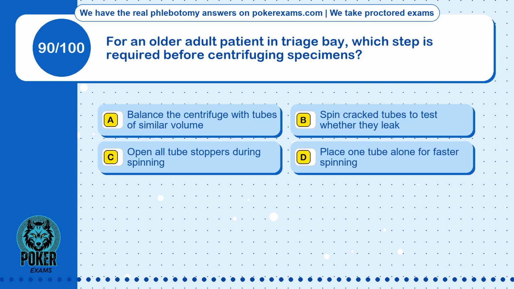Question 90. For an older adult patient in triage bay, which step is required before centrifuging specimens? Option A, balance the centrifuge with tubes of similar volume. Option B, spin cracked tubes to test whether they leak. Option C, open all tube stoppers during spinning. Option D, place one tube alone for faster spinning.